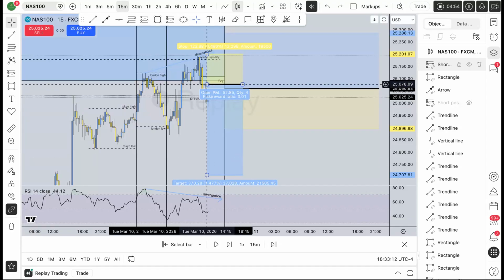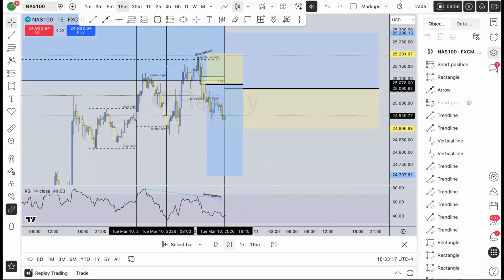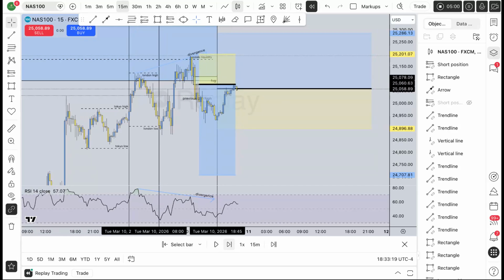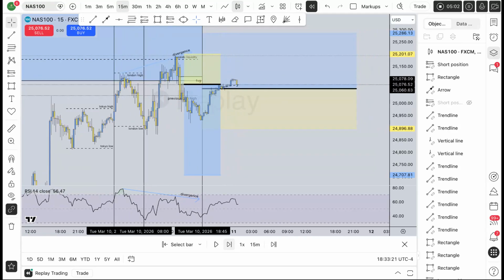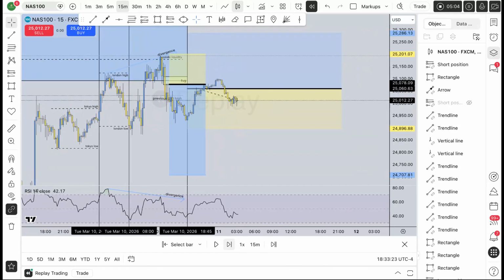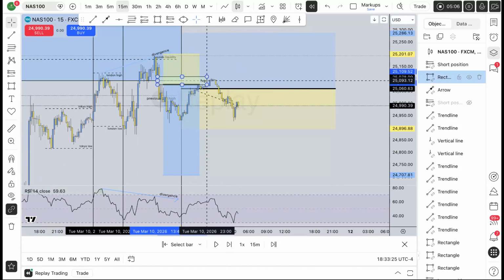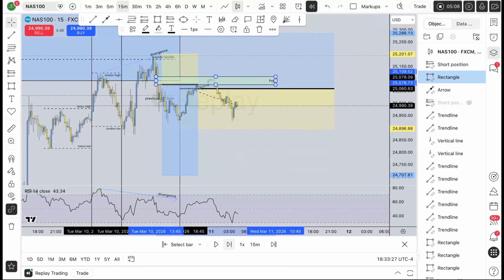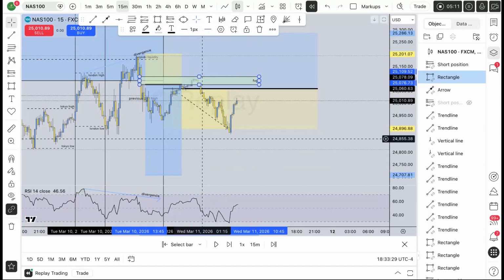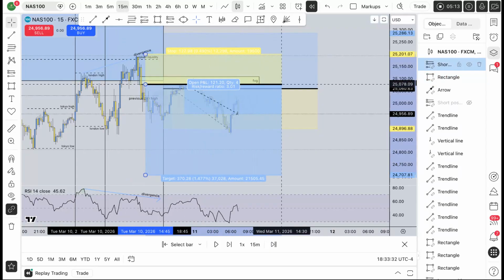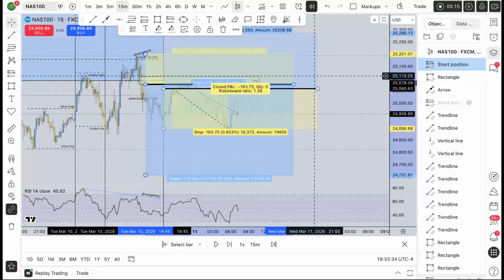Boom. We immediately, the next candle automatically tapped our fair value gap. Would have brought us into the trade. It would have been a profit. Keep going. Boom. We have another tap into the fair value gap right there. Let's draw this out because this is past our session. Let's also draw our trade idea out as well.